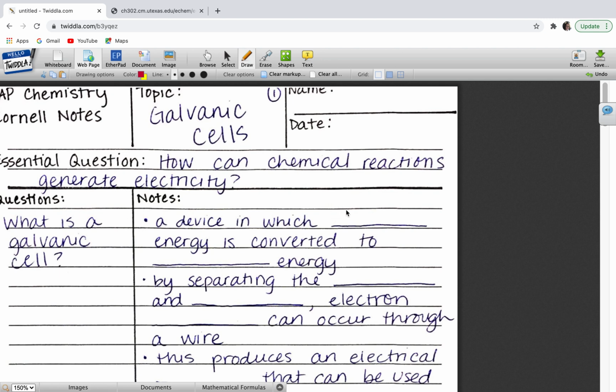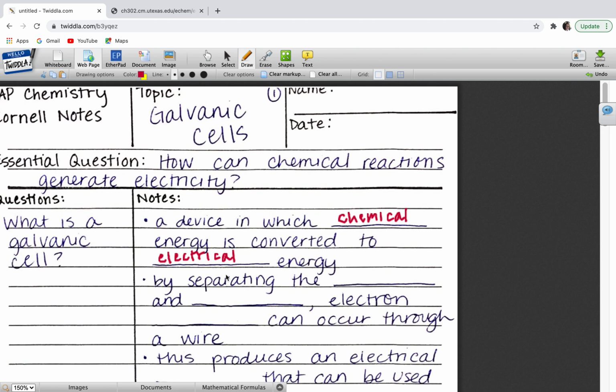So this is a device in which chemical energy is converted to electrical energy. And you might think, well, how do we do that? I mean, obviously, we knew when we were doing thermo that chemical energy could be used to generate heat or absorb heat, right? We had endothermic and exothermic reactions, but how's it going to generate electricity?